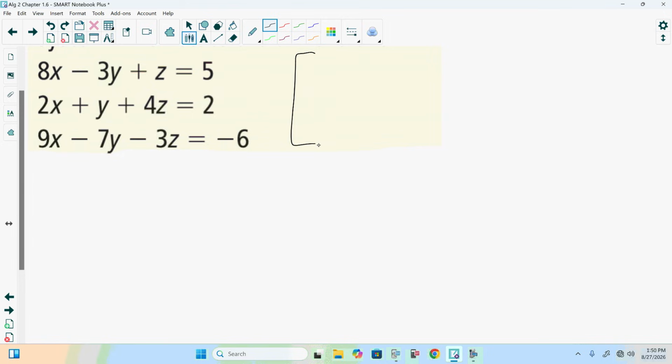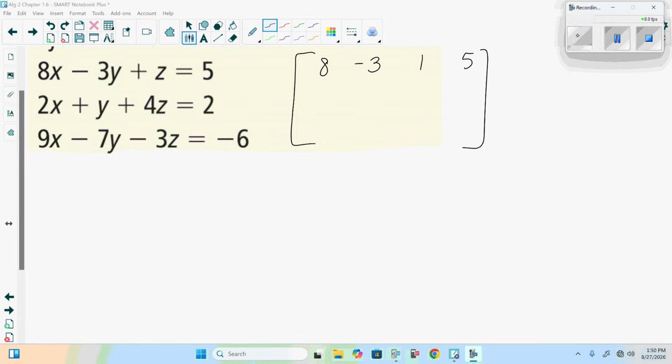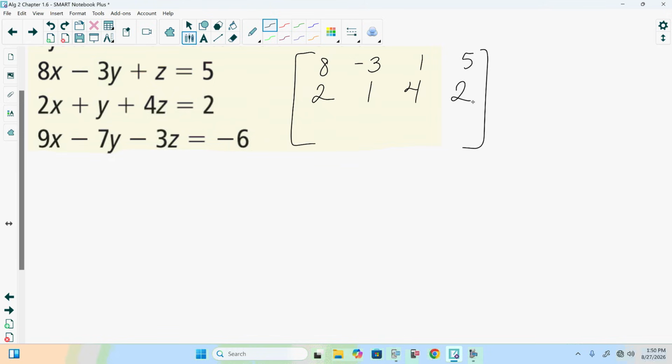All right. Top row will be what? 8. -3. 1. 5. Second row. 2. 1. 4. 2. Last row. 9. -7. -3 and -6. Dimensions. 3 by 4.